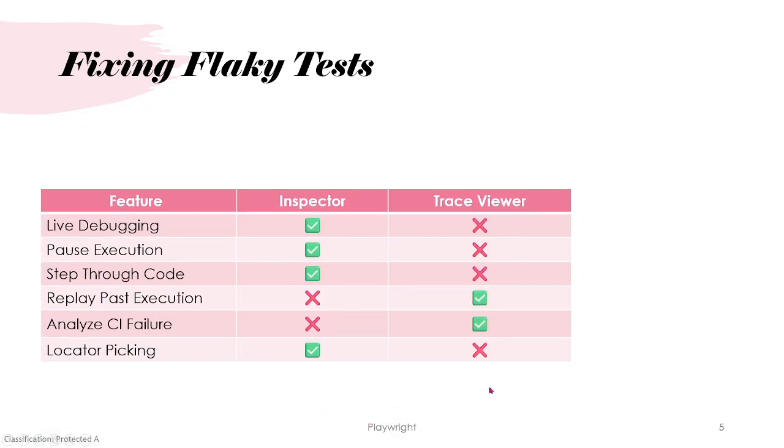To fix flaky tests, you can use two tools. One is Inspector, another is Trace Viewer. For live debugging, use the Inspector. For paused execution, use the Inspector. To step through code, use the Inspector.